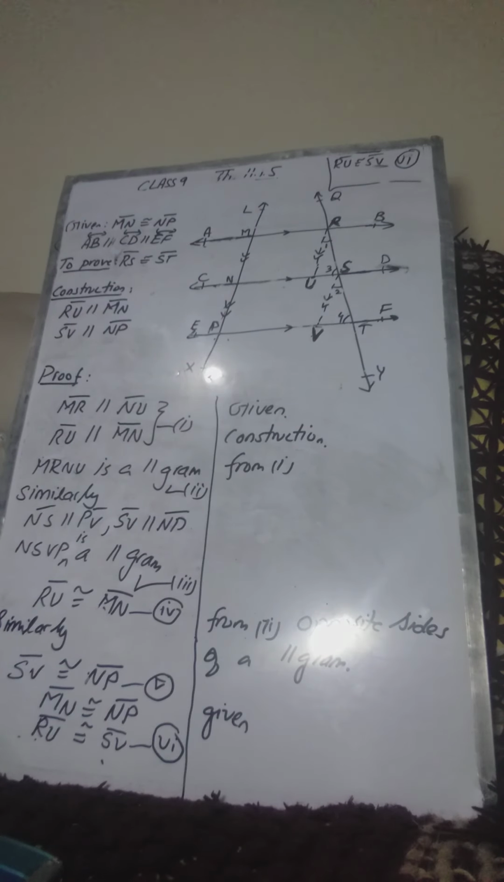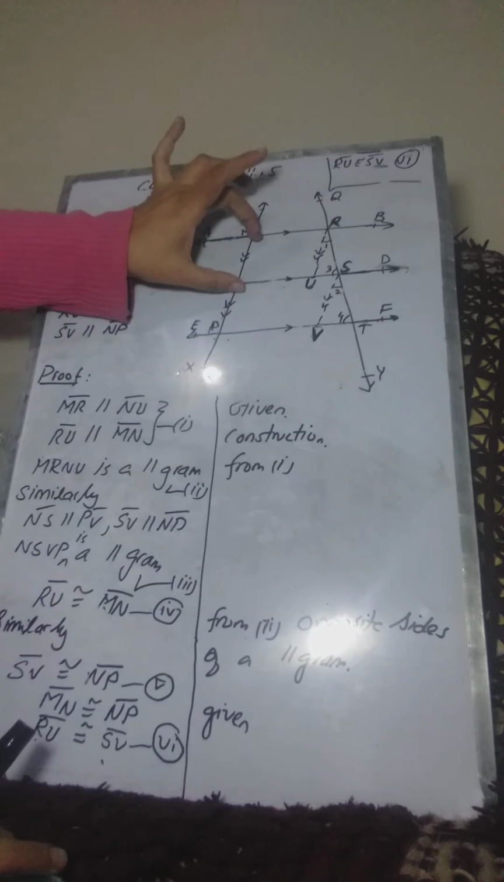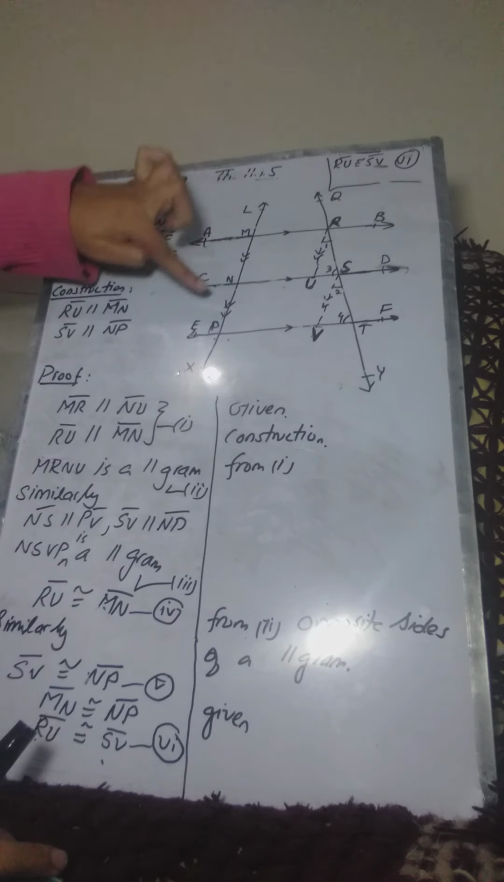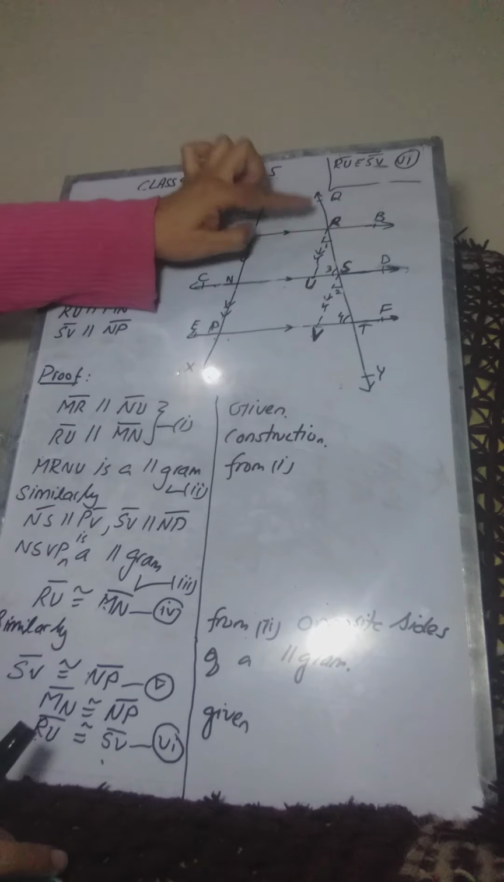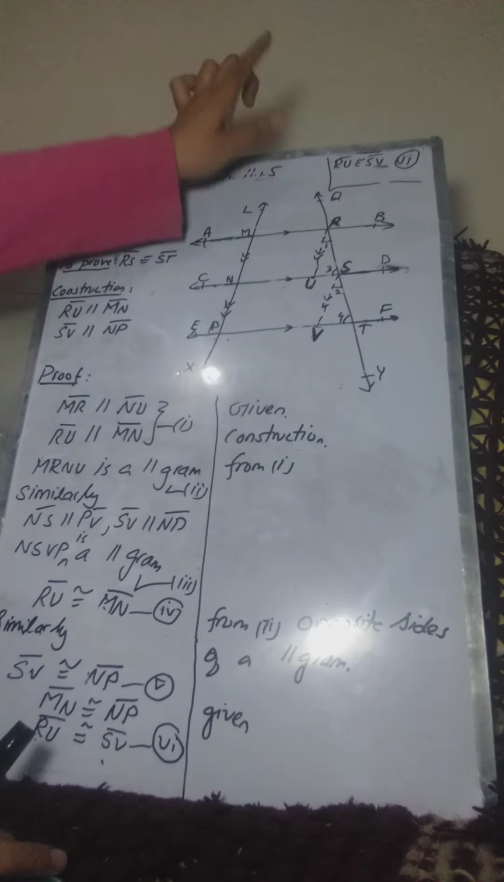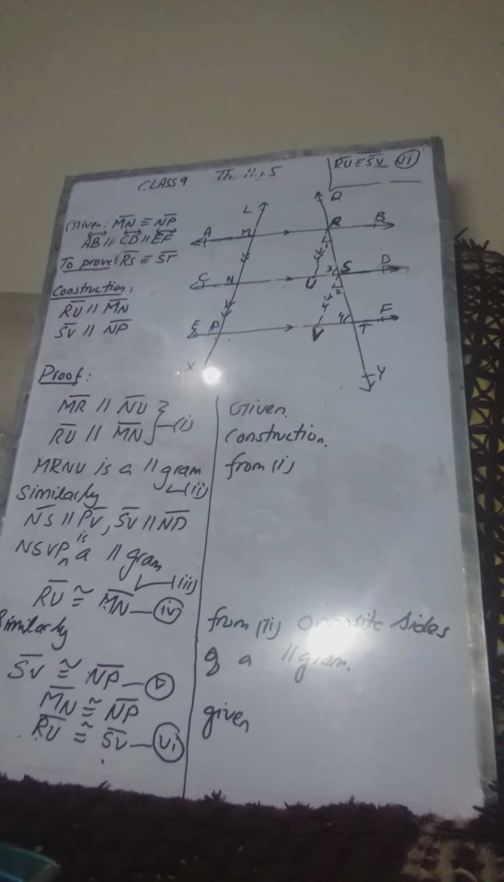Now let's move to the next step. So we have proved that MRUN is a parallelogram. Therefore, RU is congruent to MN and SV is congruent to NP. As these two are congruent, these two segments are also congruent. So we have proved that RU is congruent to SV. So far we have done that RU is congruent to SV. Now let's move further.